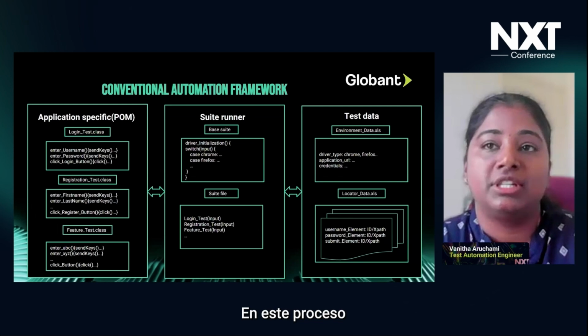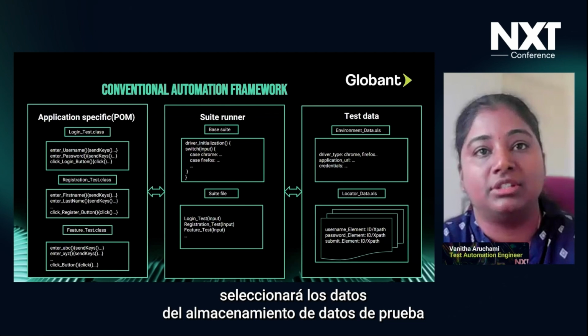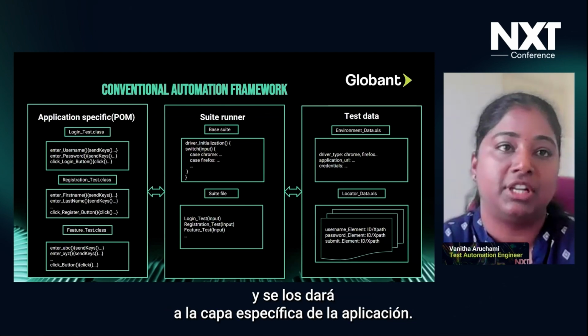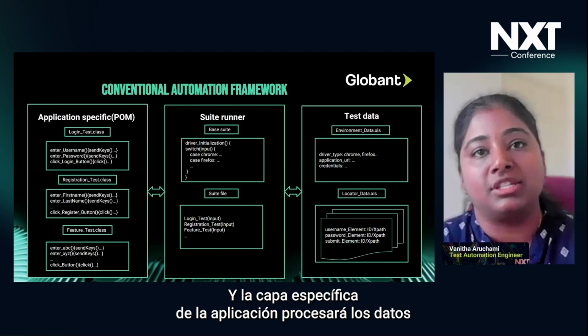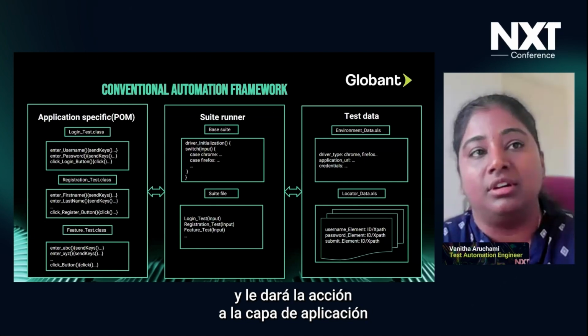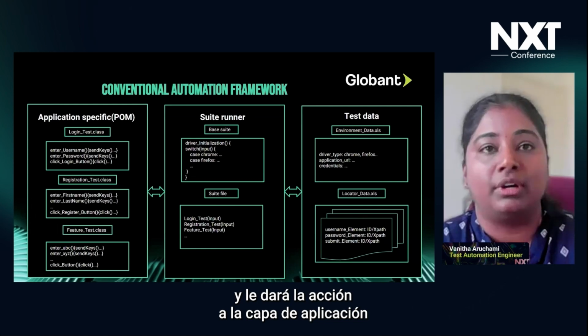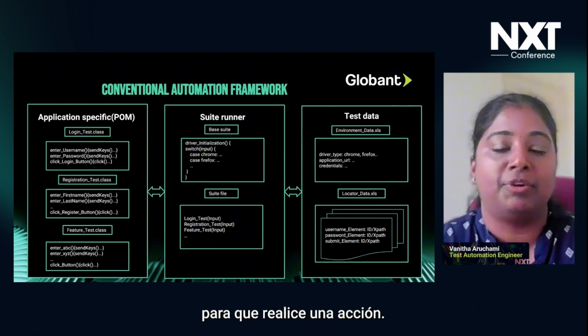So in this process, the test suite runner will pick the data from the test data storage and give it to the application specific layer. And the application specific layer will process the data and give the action to the application layer to perform an action.